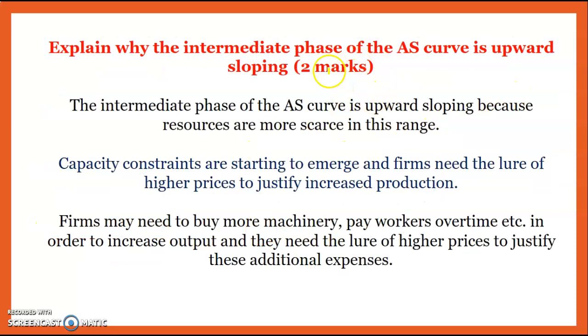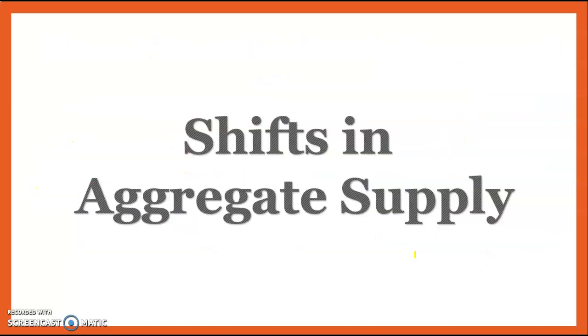Why is the intermediate zone upward sloping? Because resources are scarce, so capacity constraints are starting to emerge. So unless firms get a higher price, they won't produce more. So it's very similar to the micro curve, which is just linear. Unless they get the higher price, firms aren't willing to supply more. They may need to buy more machinery, pay workers overtime. So unless they get the incentive of higher prices, they won't increase production.